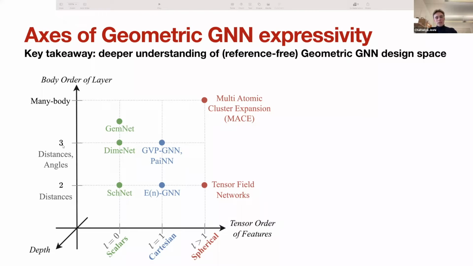And so we can build various graph neural networks by increasing along the many-body axis, or we can also vary the tensor order of the features. And what do we mean by tensor order? By tensor order, we mean how do the type of features that are passed around in the graph neural networks transform. So scalars do not transform under transformations of the ambient space. For example, the atom type would not transform.